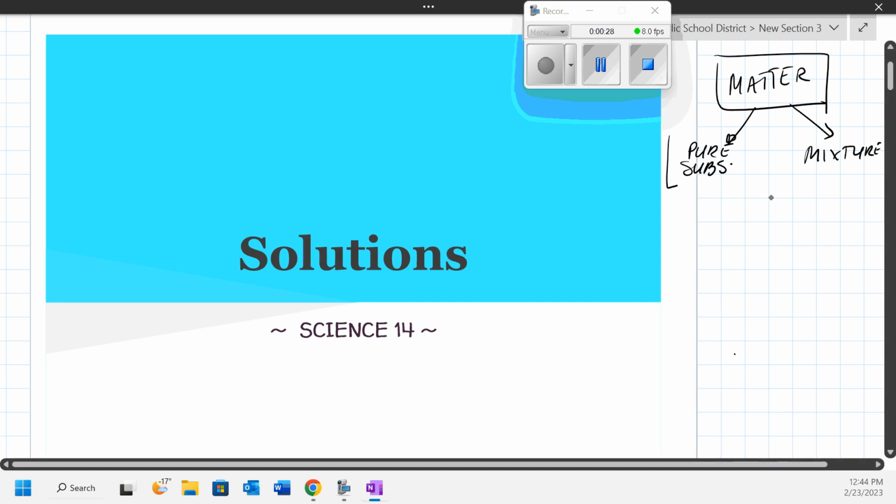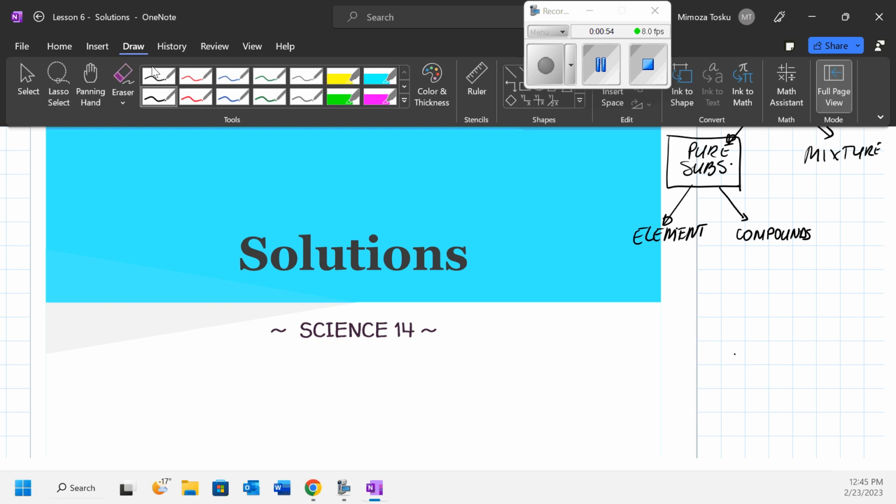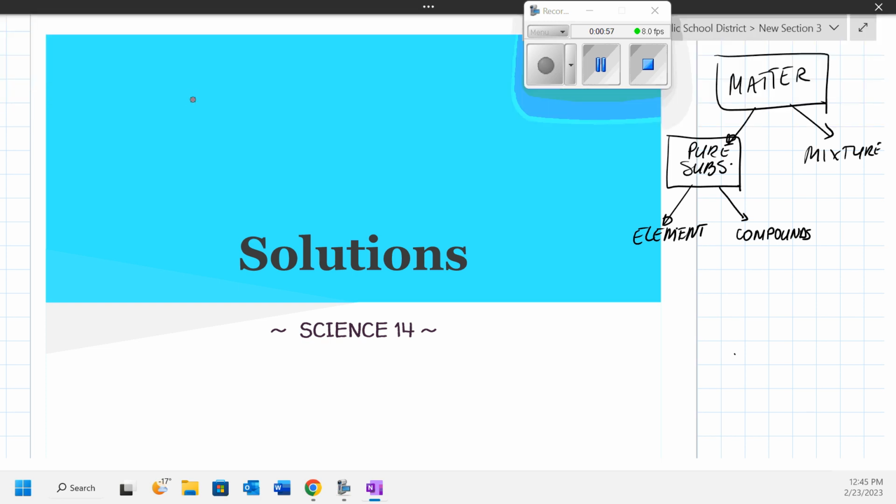And then the further classification for pure substances are elements, which are the elements on the periodic table, and compounds, which is a combination of more than one atom that is in the periodic table. So even in the case when we have O2, it's a compound because two atoms of oxygen are bonded together to form the oxygen molecule.